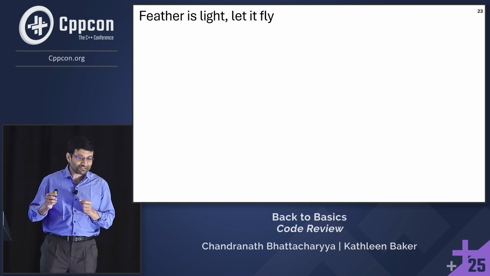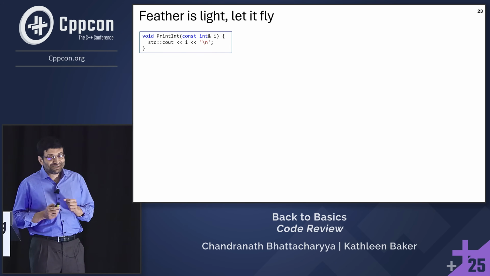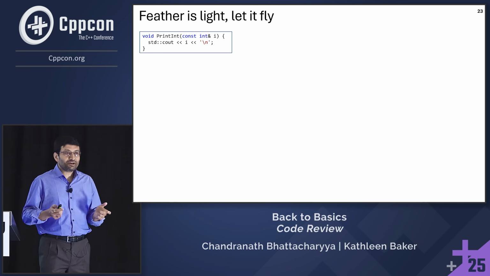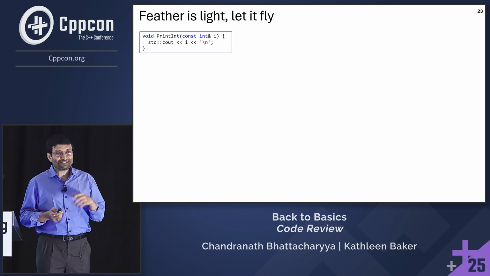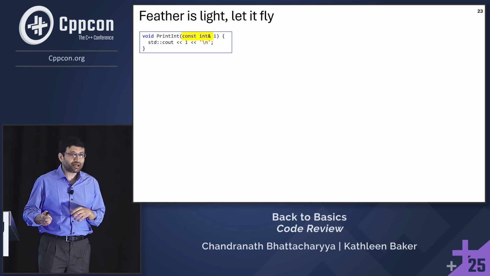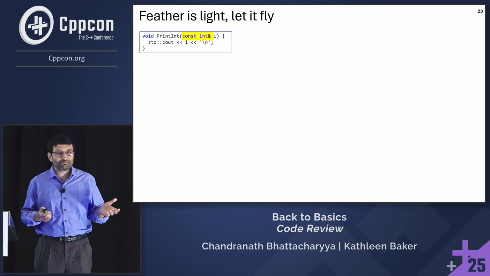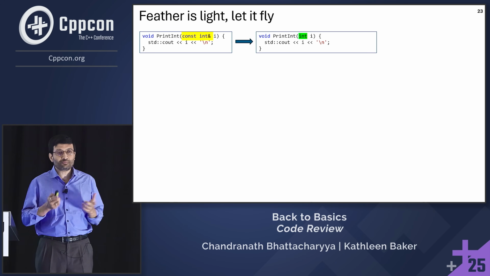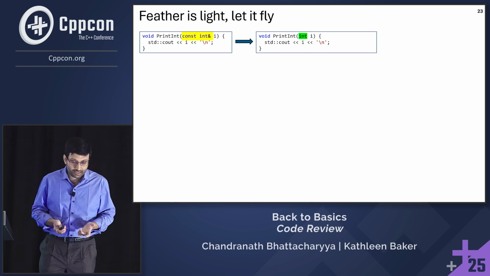Feather is light, let it fly. Okay, let's see some code. So we have a print int which takes an int by a const reference. As the clue gives it, it's light. So int is a lightweight type, cheap to copy. So there is no need to pass it as a const reference, just pass the value.